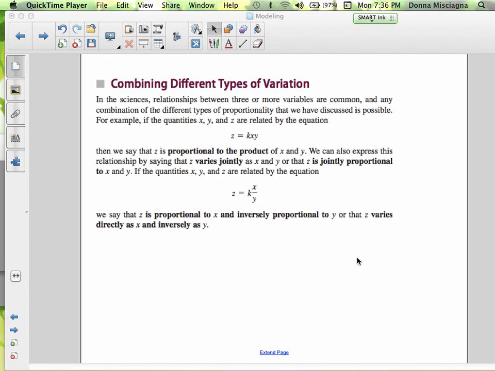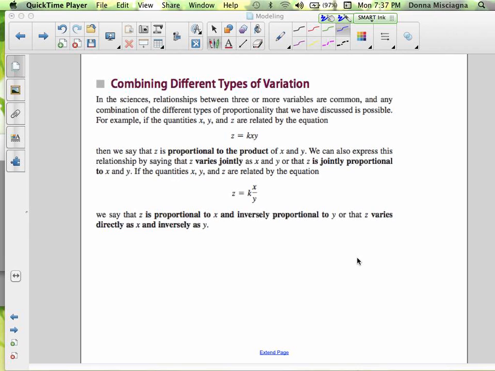If the quantities x and y are related by the equation z equals k times x over y, we see that z is proportional to x and inversely proportional to y, or that z varies directly as x and inversely as y. Let's break those apart, because that can be confusing when you're looking at all these vocabulary words.